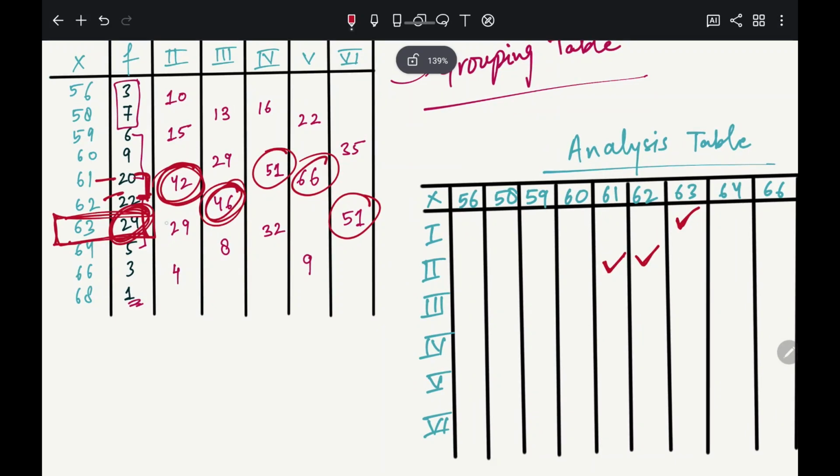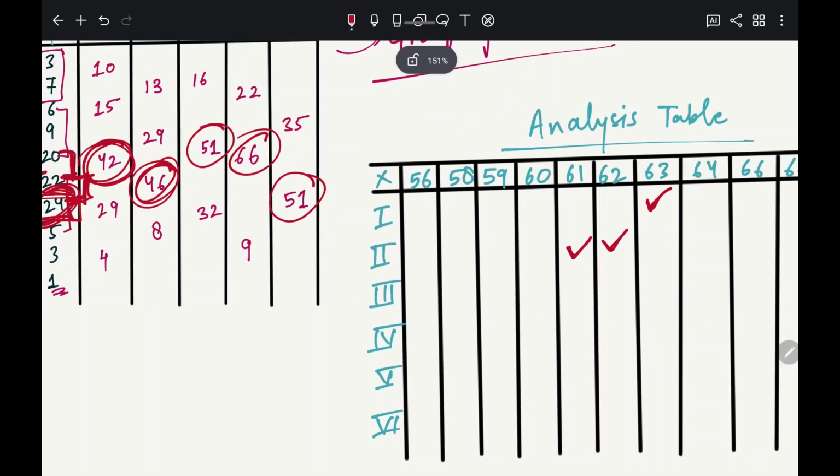Now how did we get 46? We got this 46 by adding the three numbers. So how did we get this 46? We added these two terms, 22 and 24. So we will again tick mark 62 and 63 here in the third column.